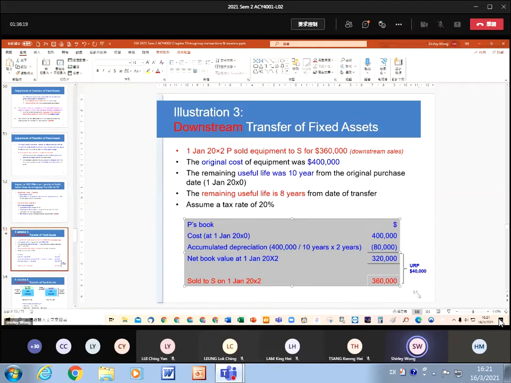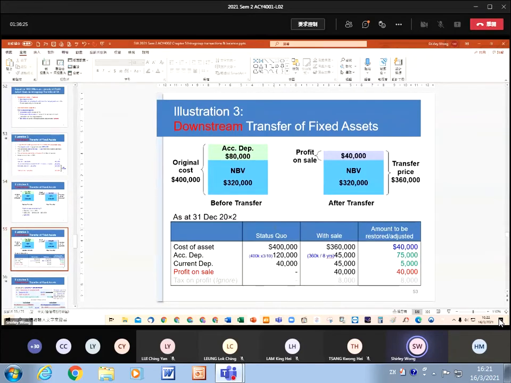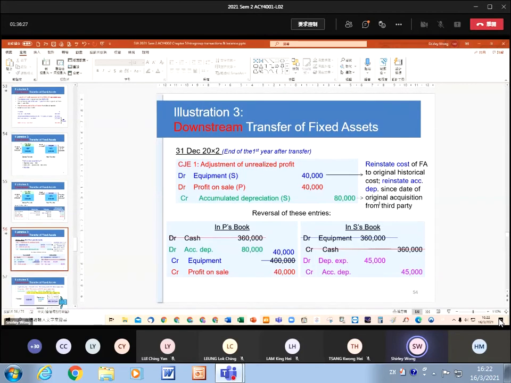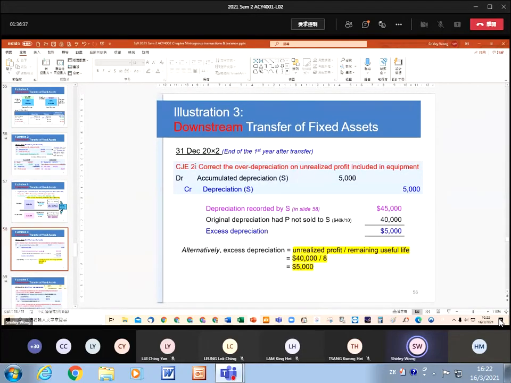Secondly, after you calculate the unrealized profit per slide 51, go to slide 54. What you need to do is prepare 2 CJEs. One is CJE1, adjustment of the unrealized profit. Second, turn to slide 56. You need to correct the over depreciation. So I give you 5 minutes to prepare 3 things.